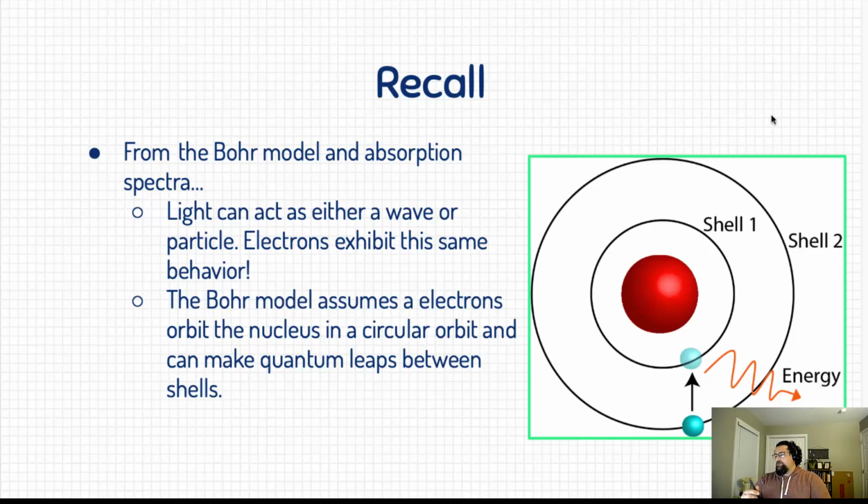So from the Bohr model, we had this thought that light can act as either a wave or a particle. When it's emitted, it can behave as either. And the Bohr model assumes that electrons orbit around the nucleus in those circular patterns, similar to planets around the sun. And it assumes that they can make leaps in quantum level, so leaps from the first shell to the second shell to the third shell, or the first to the third, the first to the fourth. All right, it assumes that it can make these leaps.